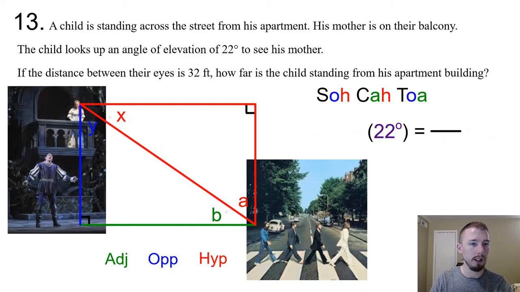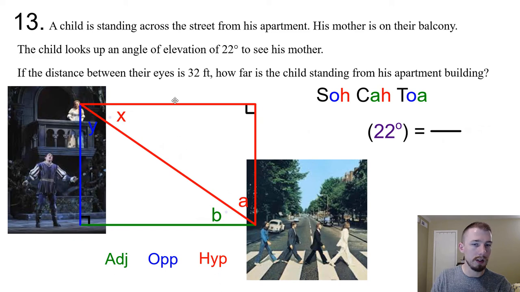All right, number 13. A child is standing across the street from his apartment. His mother is on their balcony. A child looks up at an angle of elevation 22 degrees to see his mother. If the distance between their eyes is 32 feet, then how far is the child standing from his apartment building?